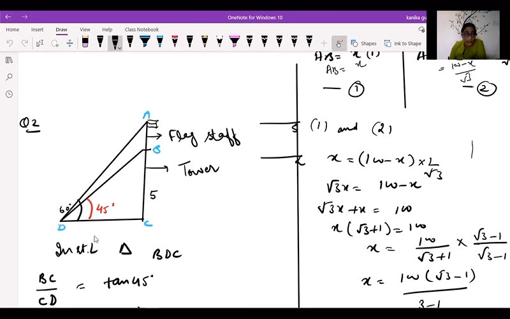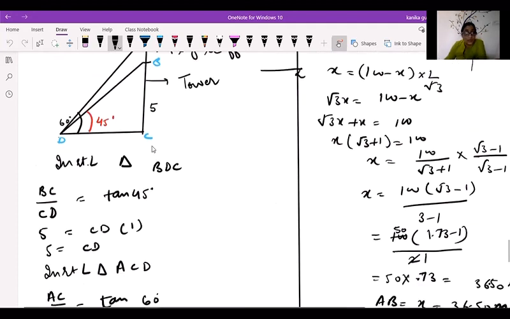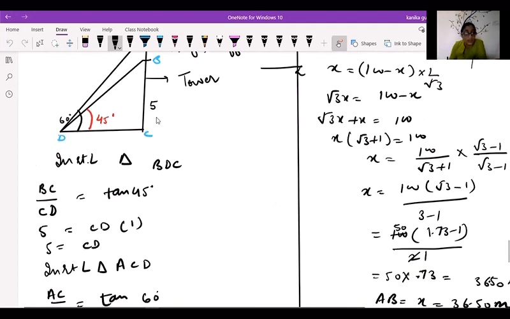Now in right angle triangle BDC, what is given to us? BC is given and we have to find CD. So BC over CD, perpendicular upon base, that is tangent of 45 degree. BC is equal to 5, CD, tangent of 45, its value is 1, taking CD to here. So 5 is equal to CD. So value of CD is also 5.